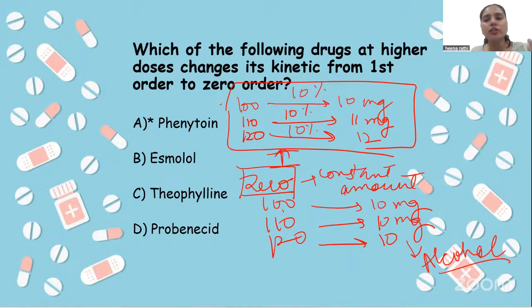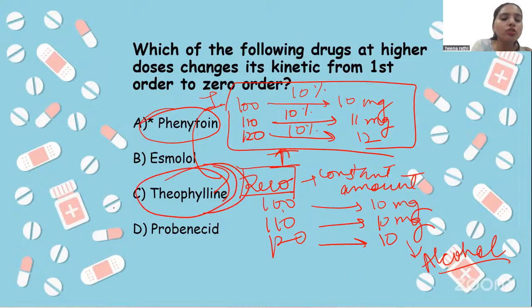And there are special types of drugs which initially follow first order kinetics, but when the concentration of the drug increases, at that time they change their kinetics to zero order kinetics because of the increased concentration of the drug. There are some special drugs like phenytoin, which changes its elimination from first to zero order kinetics, and theophylline. Theophylline also changes its kinetics with the concentration of the drug.